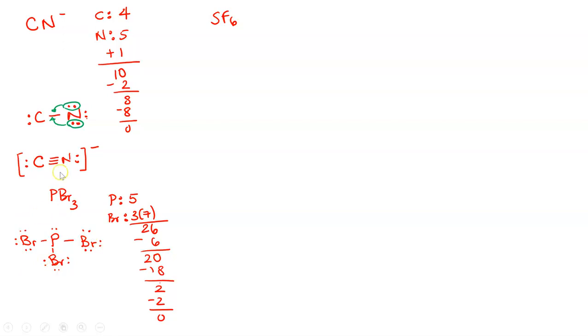The next one that we're doing is SF6. Sulfur has a total of 6 valence electrons. Fluorine has 7 valence electrons, and there are 6 of them in this one. So 6 times 7 is 42, plus 6 is 48 valence electrons. Following our electronegativity rule to build our framework, fluorine is the most electronegative atom on the periodic table, so it has to be on the outside. Sulfur ends up in the middle. We'll put 6 fluorines around this sulfur.